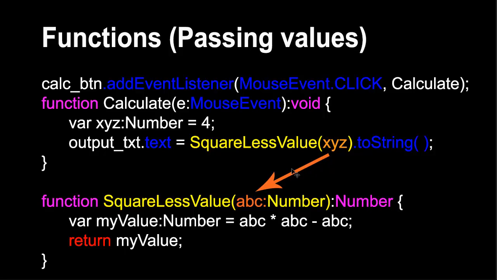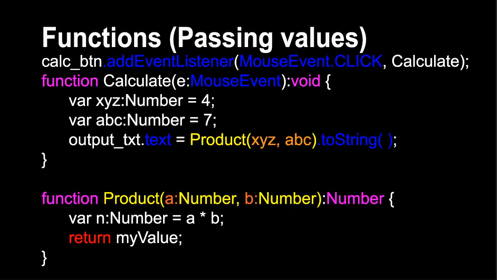So when this function gets called, I'm going to pass 4 into ABC, and then I've got a variable called myValue, which is also data type number, and it's going to equal, to get the square, I'm going to multiply it by itself, ABC times ABC, and then I'll subtract the value of ABC. So in this case, it'd be 4 times 4 is 16, minus 4 would be 12. And then in a function that returns a value, I must have a return statement. And here I'm going to return the value of myValue. So I'm going to return, in this case, 12. So the value of 12 replaces, in essence, this square less value xyz. 12 is converted to a string and is placed in the text box named output underscore txt.